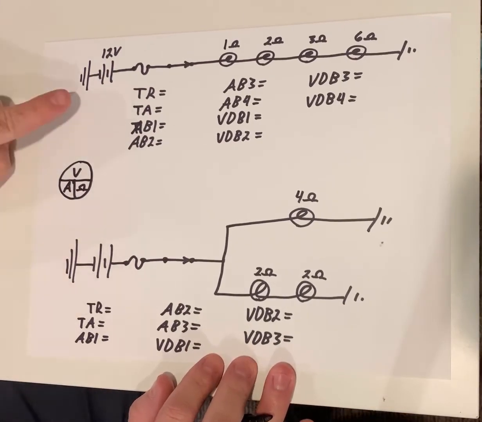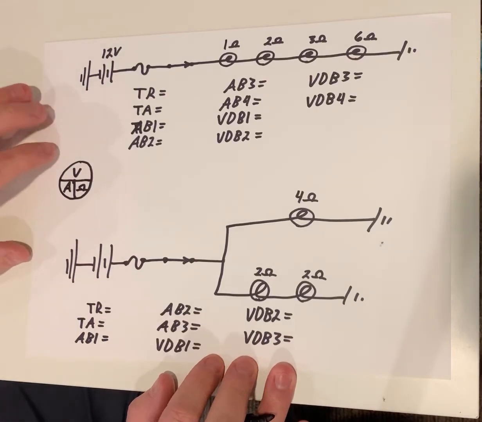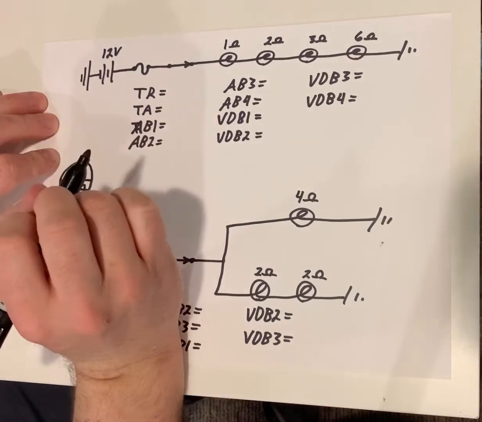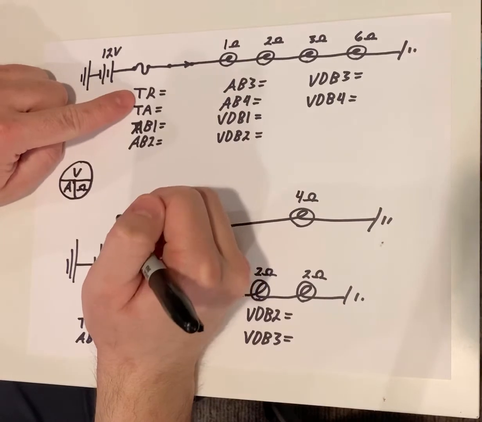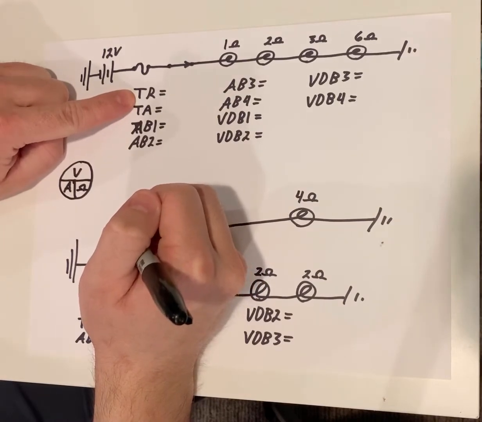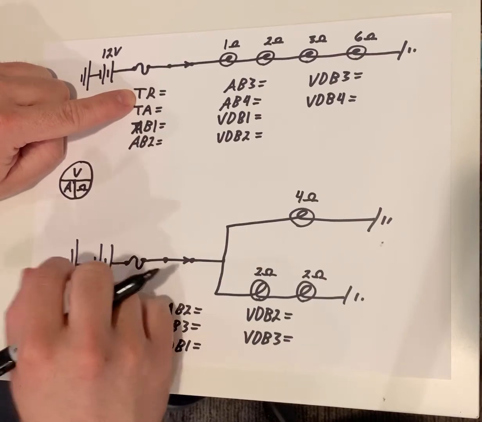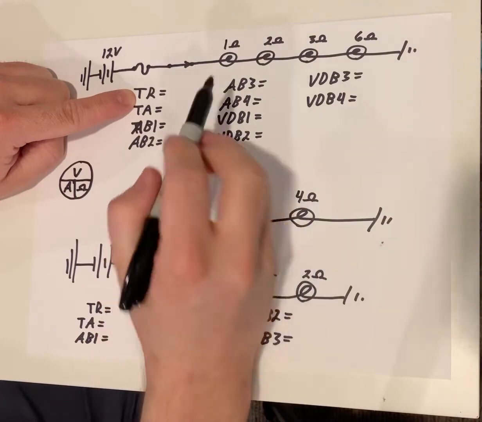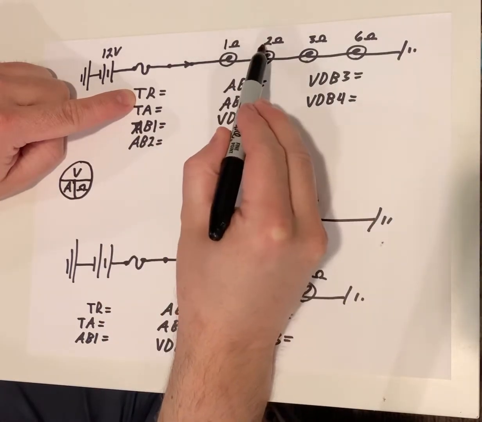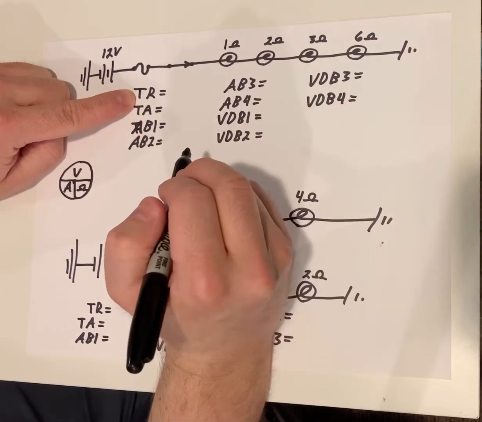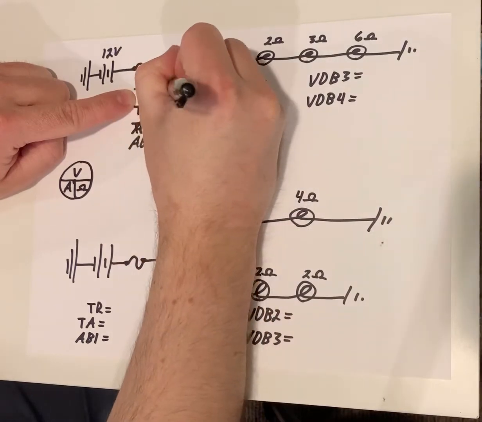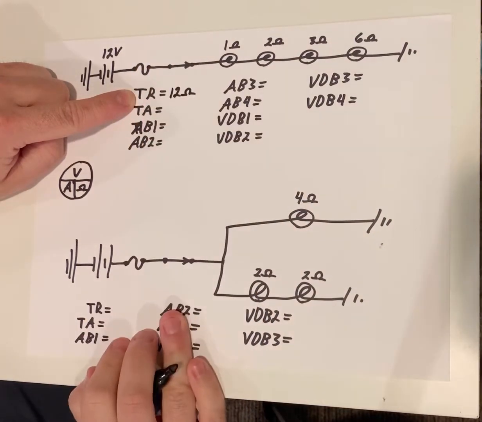Okay, so let's look at our series circuit and see if we can figure this out. So our voltage is 12 volts. Our first question asks, what is my total resistance? According to our rules, we know that total resistance is equal to resistance 1 plus resistance 2 plus however many resistances there are. So we have 4 here. 1 plus 2 plus 3 plus 6 equals 12 ohms.